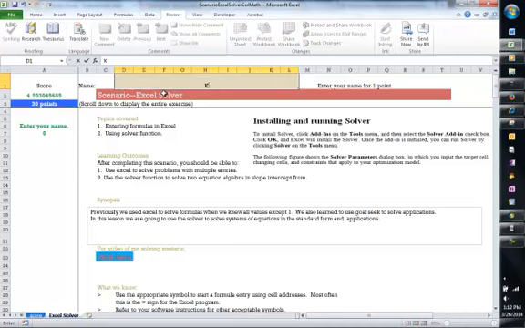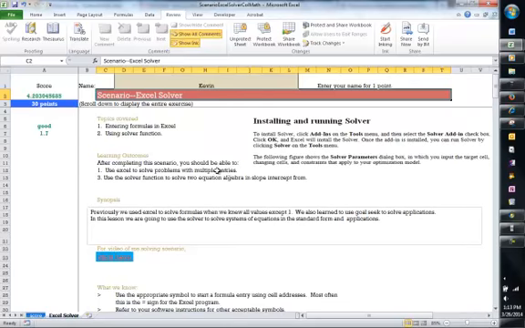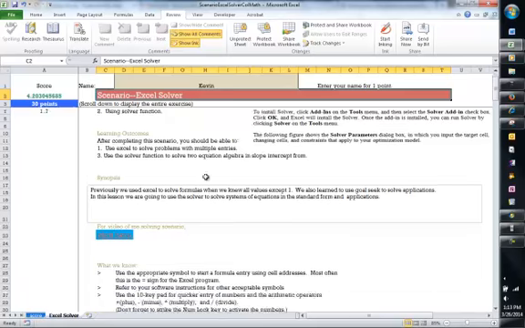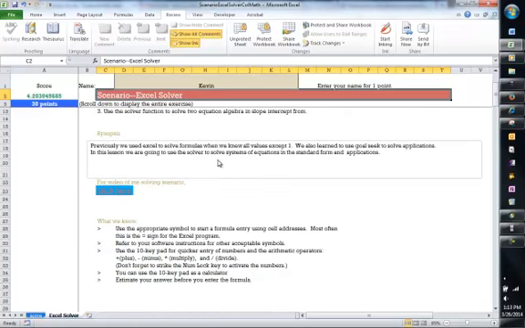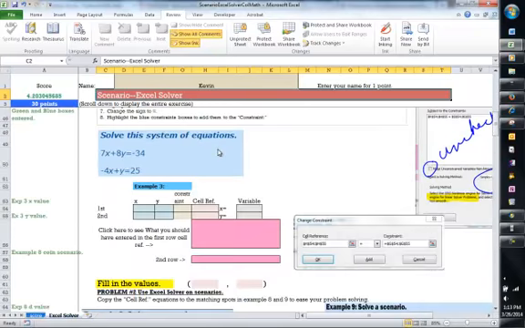First off, put your name in the name box. We're going to solve problems with multiple entries and use the Solver function to solve two-equation algebra. Previously, we used Excel formulas when we knew all the values except one, and we used Goal Seek to solve those applications. In this lesson, we're going to use another Excel function, Solver, to solve systems of equations where we have two variables.